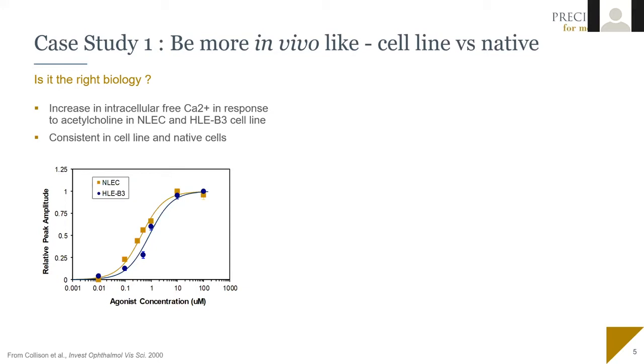So basically, this was a comparison between native lens epithelial cells, so that's NLEC, and a lens epithelial cell line, which is HLEB3. And these two cell types were used to look at agonist-induced calcium release. When you look at the increase in intracellular free calcium in response to acetylcholine in these two cell types, they look pretty similar. You can see the graph on the left-hand side, they're fairly comparable. You've got pretty consistent stimulation in both the cell line and in the native cells. So at face value, that looks pretty good.